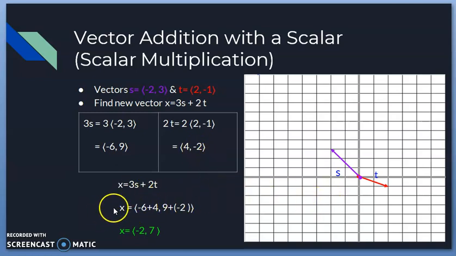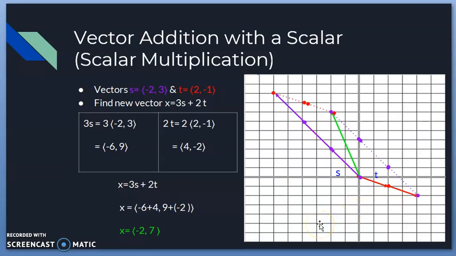And then we're going to add these values together. So we have x equals 3s plus 2t. So we have -6 plus 4 and -2 plus 9. And this gives us -2, 7 for our resultant vector.